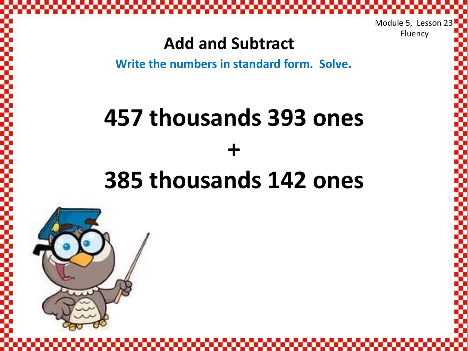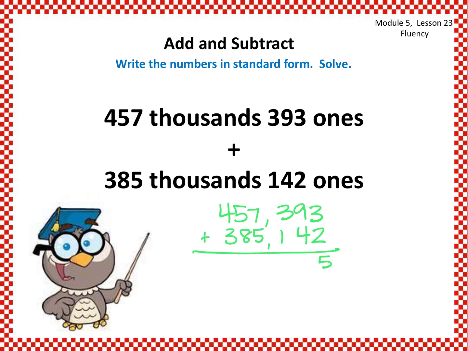All right, so as we're looking at this, we see that we have 457,393 ones. And we're going to add to that 385,142 ones. So we start over here with the ones. We have 3 ones and 2 ones, which is 5. 9 tens and 4 tens. Well, that's 13 tens. So 10 of those tens are going to go over to the hundreds. So we got 3 plus 1 is 5.